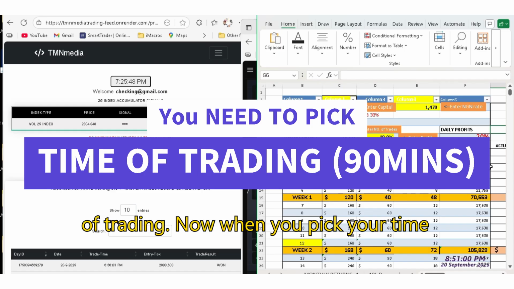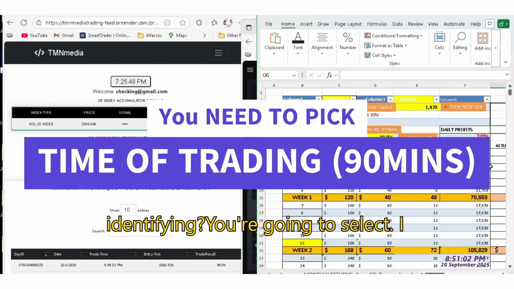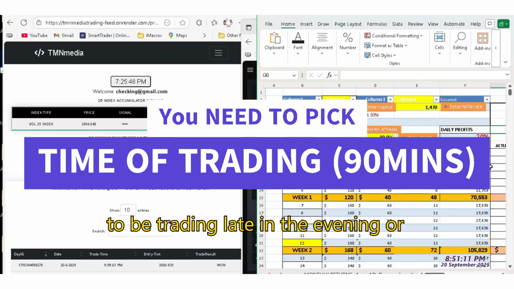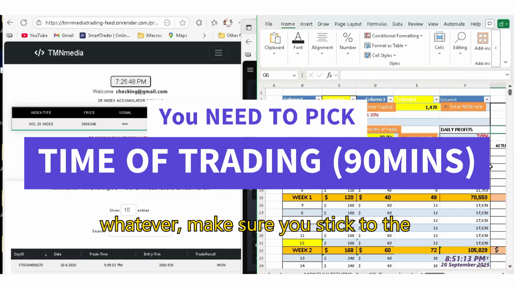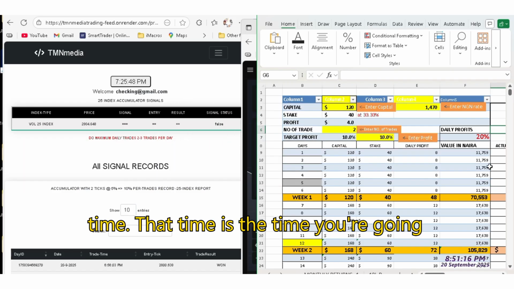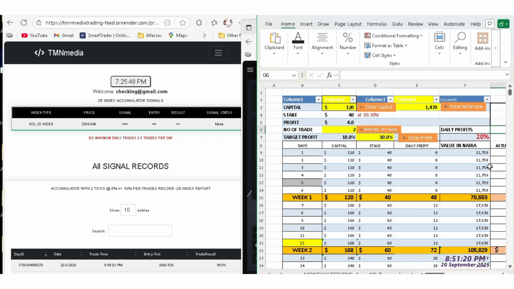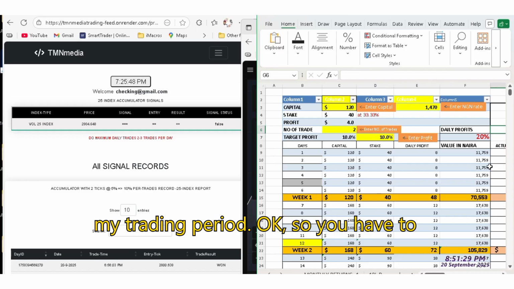Now, when you pick your time of trading, what are you going to be identifying? I will recommend, because I used to trade very early hours of the day. If maybe work will not permit you and you're going to be trading late in the evening or whatever, make sure you stick to the time. That time is the time you're going to be trading. You want to have the same results that I do. I trade early from 12 a.m. to 12 p.m. That's my trading period. Okay? So you have to pick a time for trading.